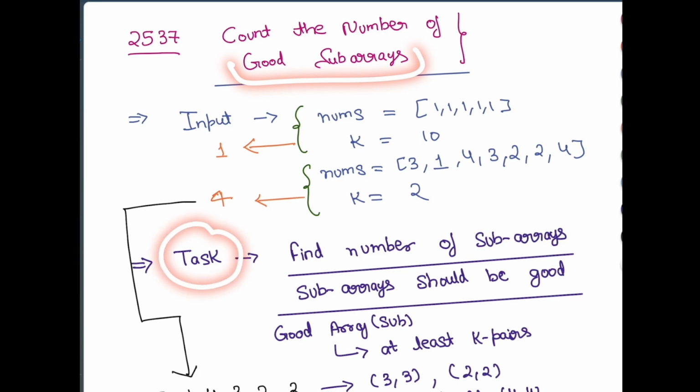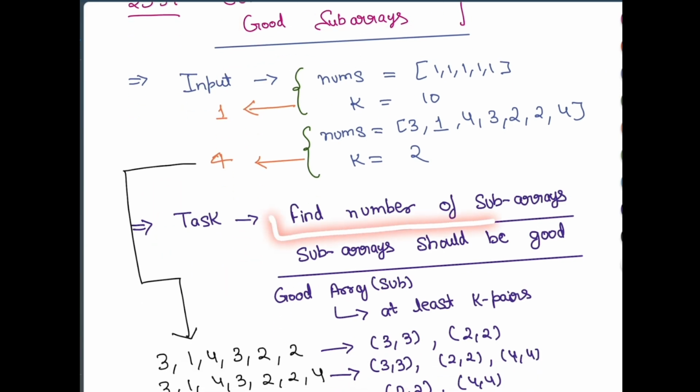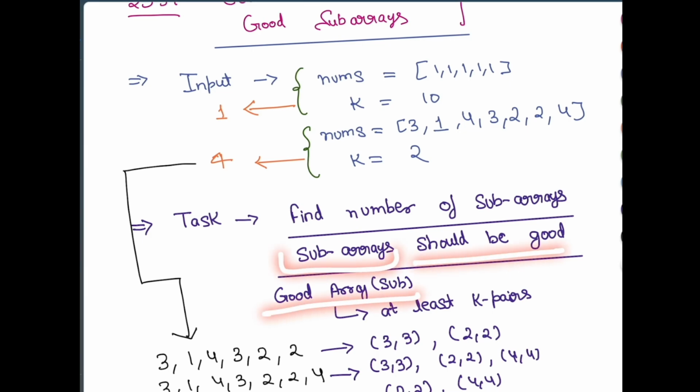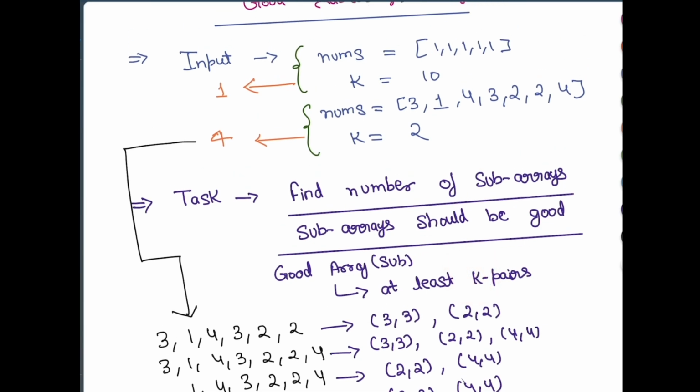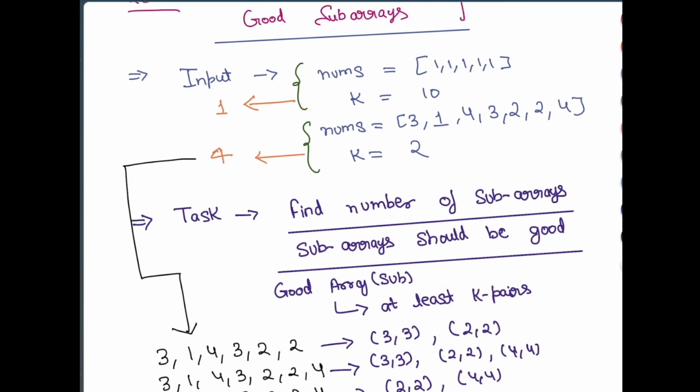It depends upon the task. This task is going to tell us what a good subarray is. First of all, we just need to find the number of subarrays. Now a subarray should be a good subarray if that particular subarray has at least k pairs. K is given in the inputs. So when I am talking about example 1, what I am trying to find out is how many subarrays do I have which have at least 10 pairs. And when I am talking about example number 2, I am asking how many subarrays do I have which have at least 2 pairs.